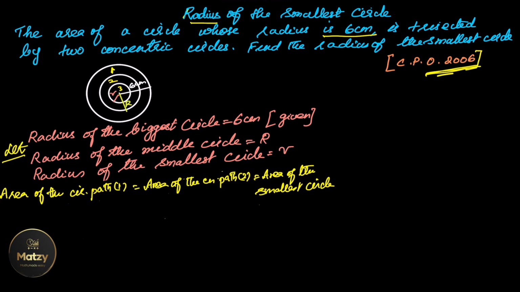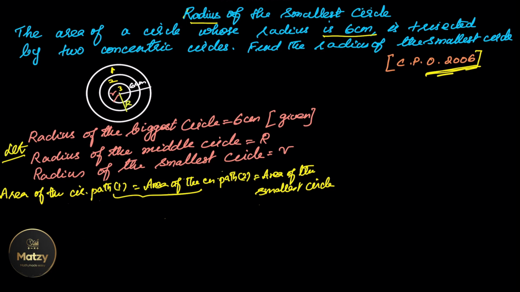See, already I have explained. The area of the circular path 1 is equal to the area of the circular path 2, is equal to the area of the smallest circle. How to do this problem? First we have to find the area of the circular path. We have to equate these two and find one relationship. Then we have to equate the second and third, and again find some relationship. Then comparing these two, we can easily find the radius of the smallest circle.